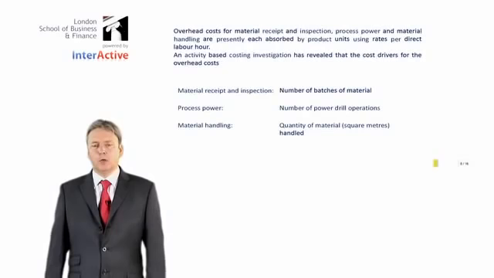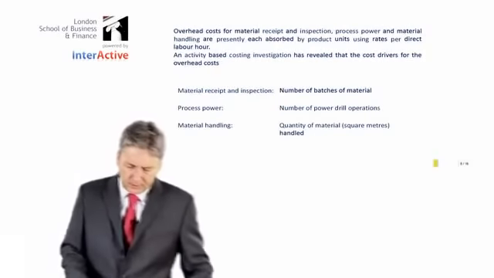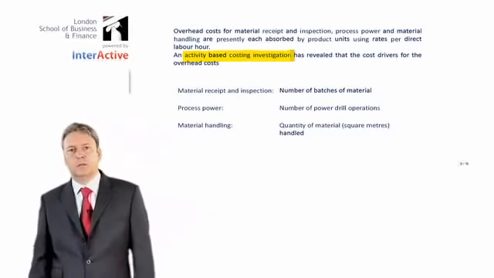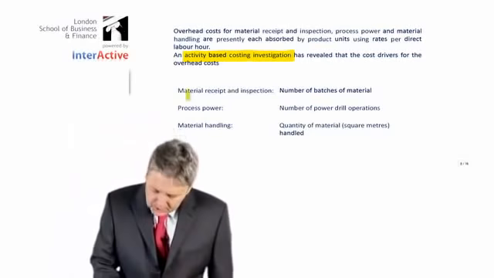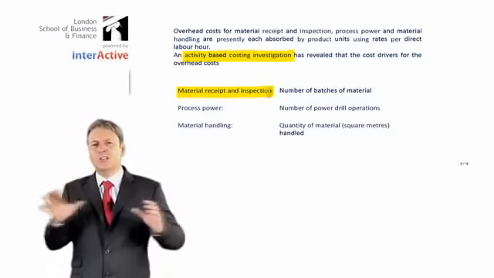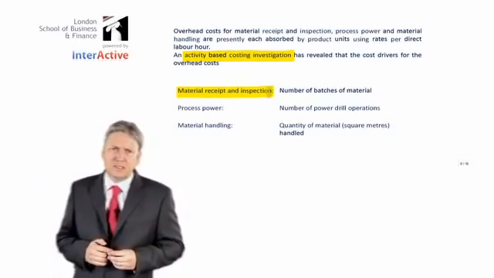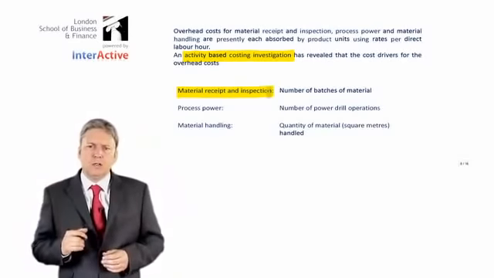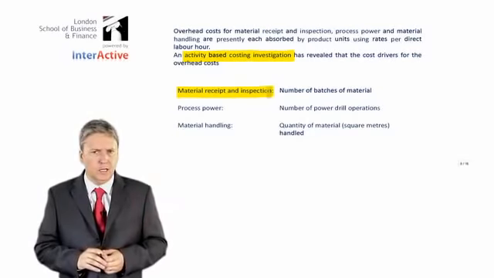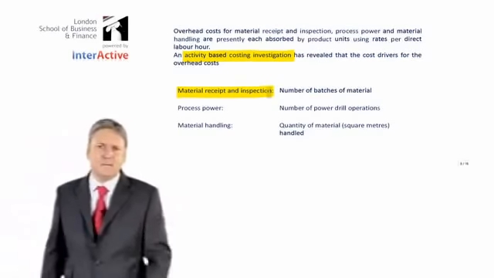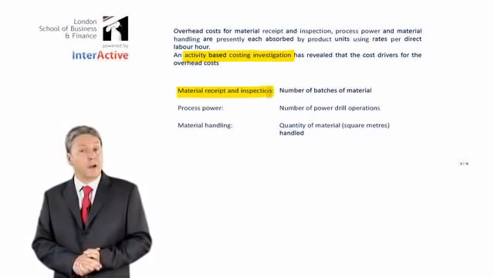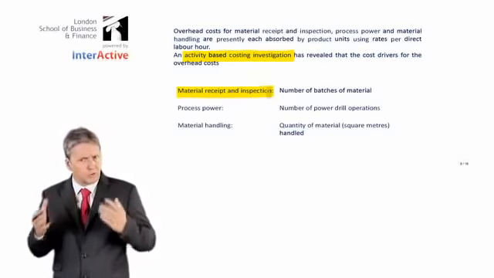Right. Now what we want to do is focus on the second part, where we had an ABC investigation, and see what it revealed. Well, it revealed that material receipt and inspection costs were driven by the number of batches of material. Now, what does that mean? Well, what it means is this. The more batches there are, the more the costs are expected to rise. There is a direct linkage between the two. Okay? Remember, I said to you, in the real world, identifying cost drivers is really very difficult. The fact that we're given them like this makes it very easy indeed, and all we have to do is to follow the instructions.